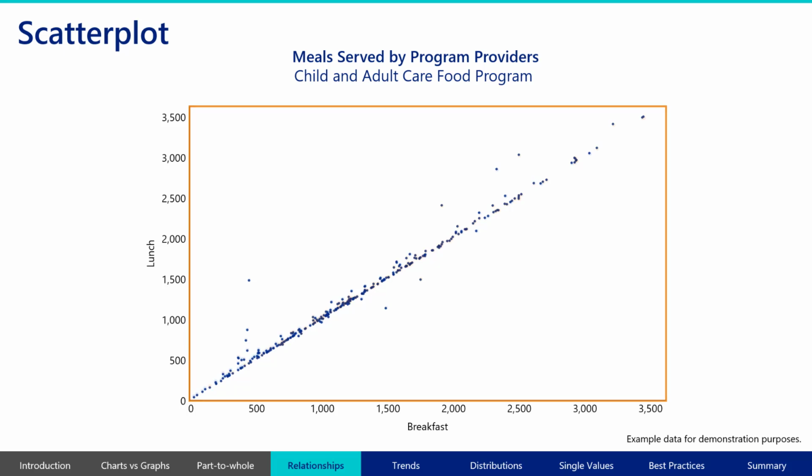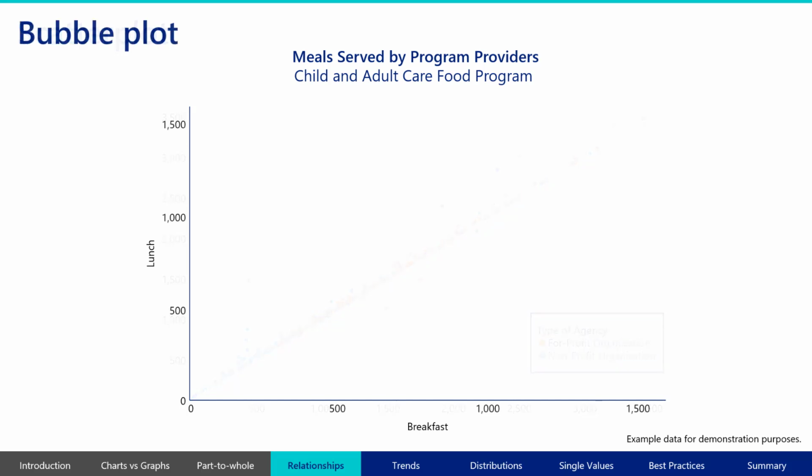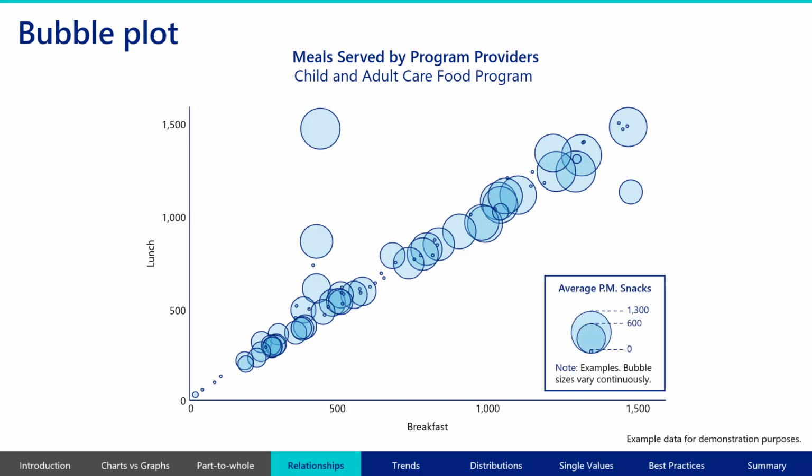In a scatterplot, you can also include a categorical variable, such as type of provider, where the colors of the dots represent the different groups within the category. If you want to include a third numeric variable instead of a categorical variable, a bubble plot is an appropriate option. Bubble plots are similar to scatter plots, but in a bubble plot, the value of the third numeric variable is represented through the size of the dots. Include a legend defining the third variable, whether categorical or numeric, to ensure your audience can interpret the data correctly.